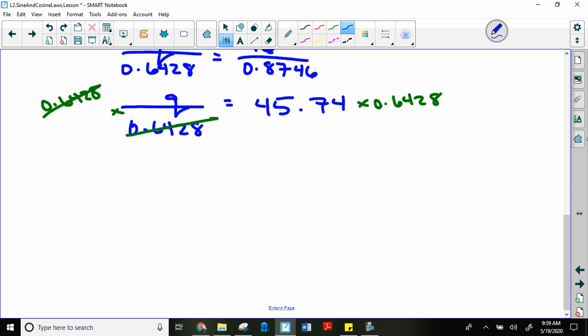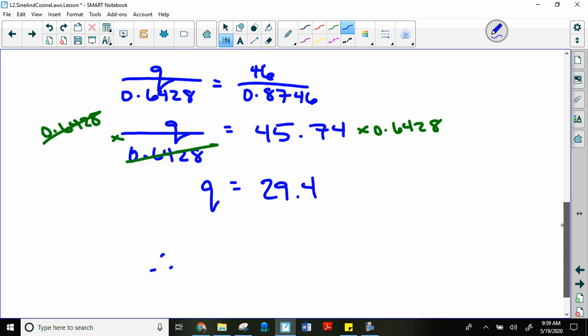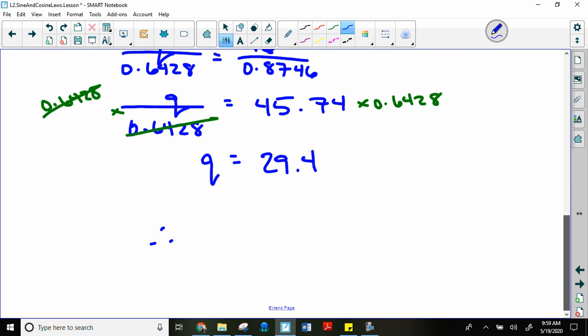29.4. Therefore, do we have units up here? Centimeters? Therefore, PR is 29.4 centimeters. Good.